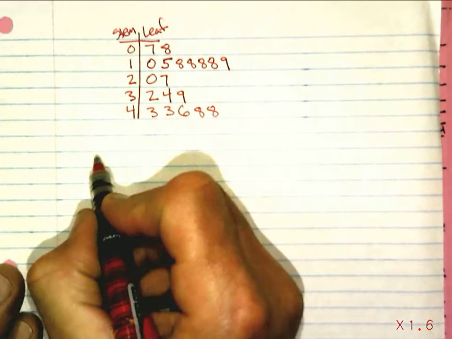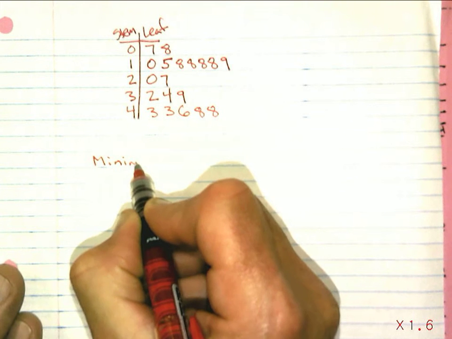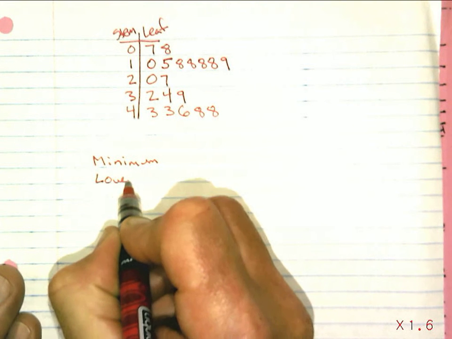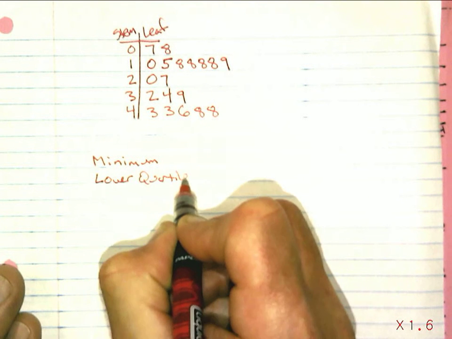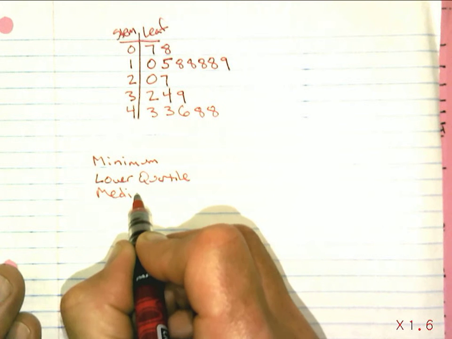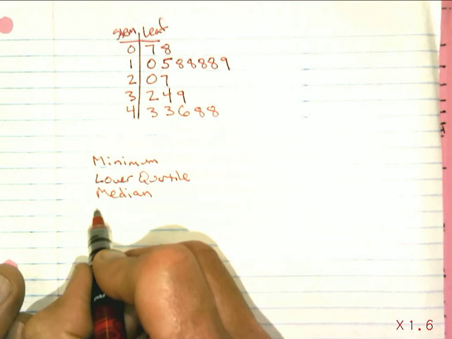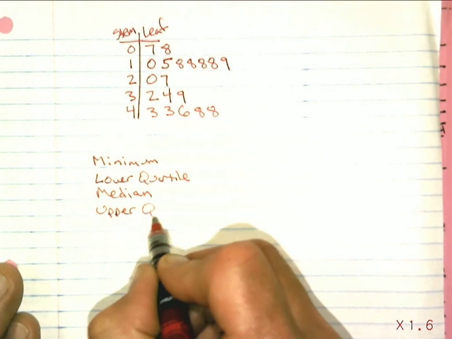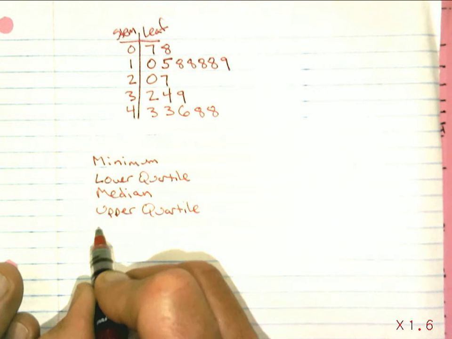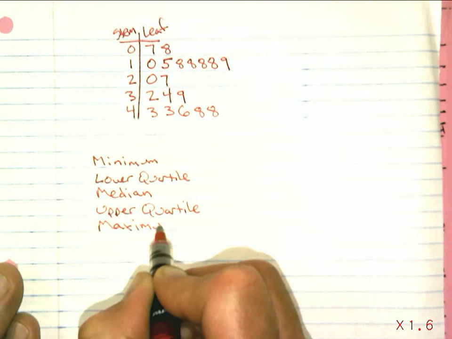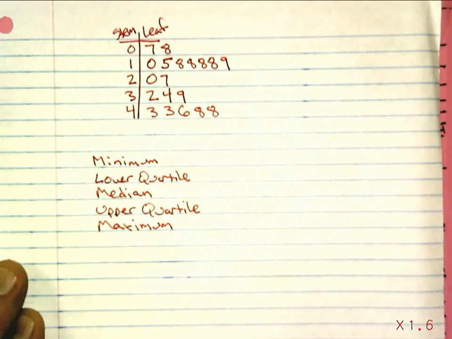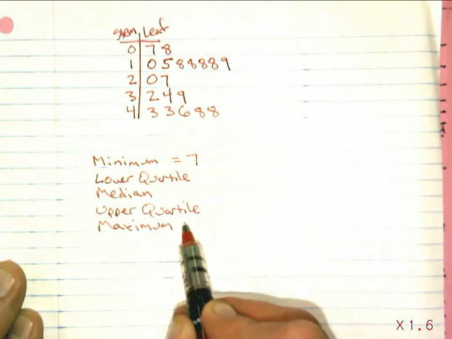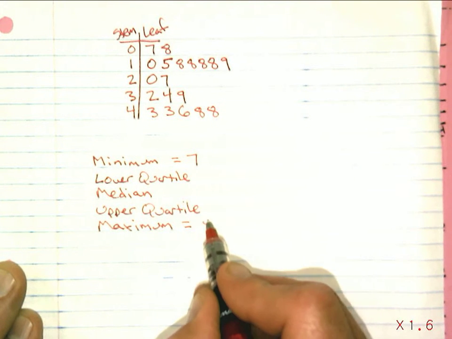The 5 numbers in our 5-number summary are the minimum, the first quartile or lower quartile, the median or middle number, the upper quartile, which is the middle of the upper half of the data, and then the maximum. So I'm going to start with the easy ones in this case. The minimum, which is 7. The maximum, which is 48.